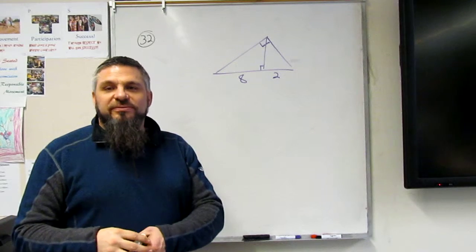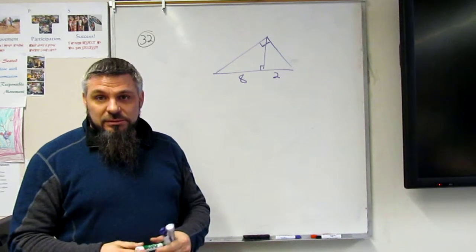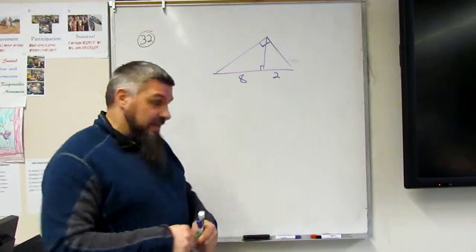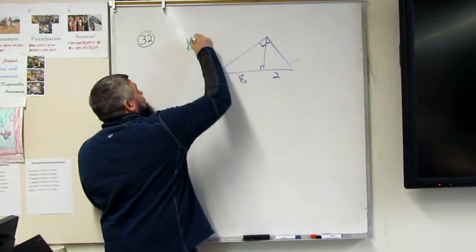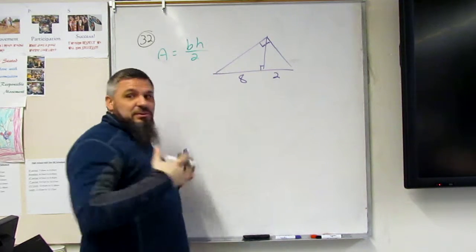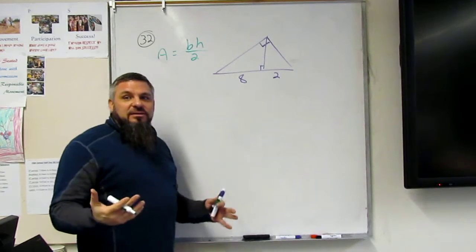of a triangle. So what's the formula for the area of a triangle? What's the formula for a rectangle? Base times height. So the area of a triangle is equal to base times height divided by 2, right? Because it's half of the rectangle. Does that make sense?